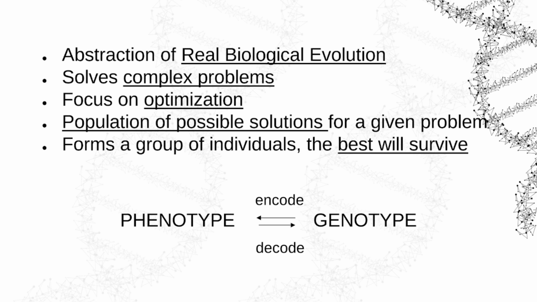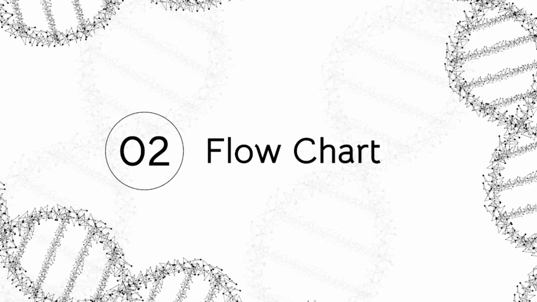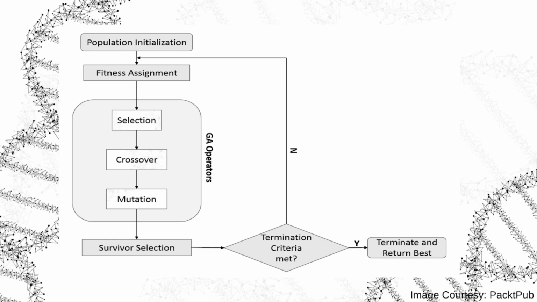Genetic algorithms solve complex problems by generating a population of potential solutions and iteratively refining this population using genetic operators. This mimics the process of natural selection and genetic inheritance in biological organisms. The fittest individuals are selected to form the next generation, resulting in increasingly fit individuals over time. This approach has been shown to be a powerful optimization technique across a wide range of fields. Now let's see the flowchart of how genetic algorithm works.